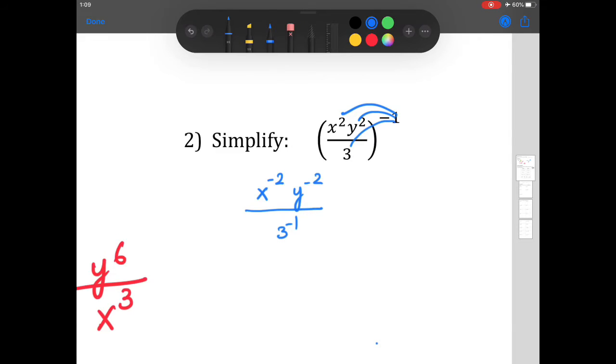We're going to flip the bases. If it's in the numerator with the negative exponent, it goes in the denominator. If it's in the denominator with a negative exponent, it goes in the numerator. So it will be 3 over x squared y.